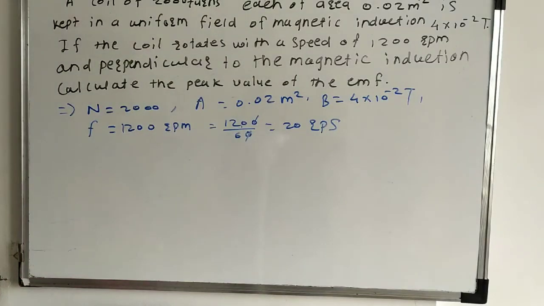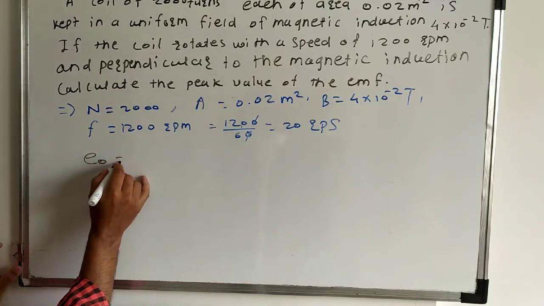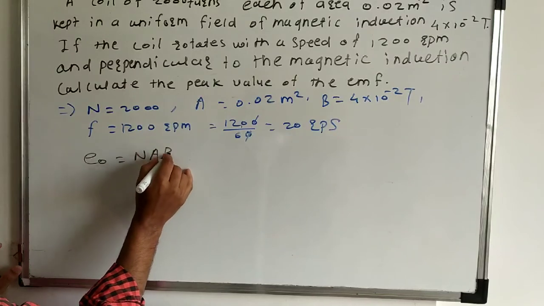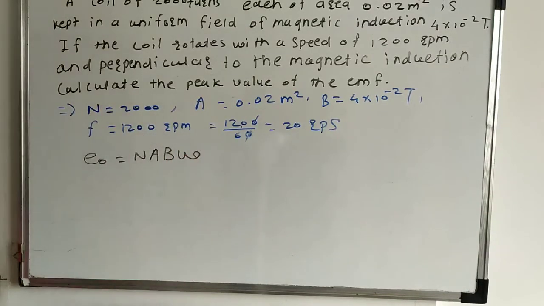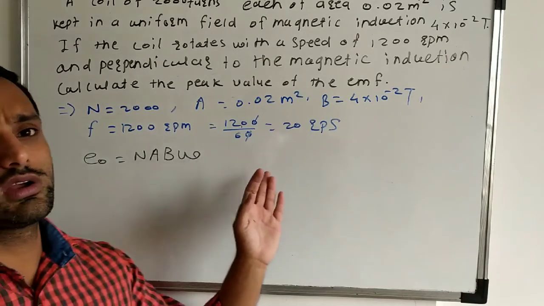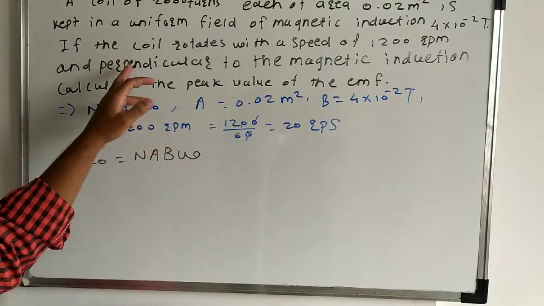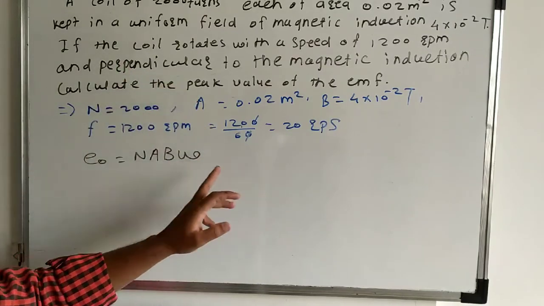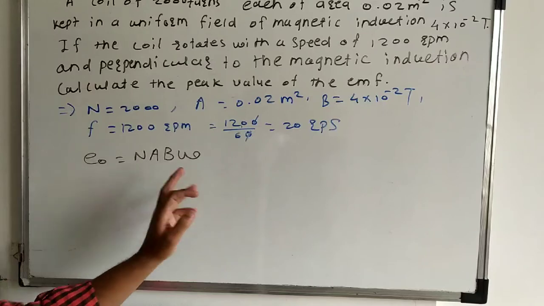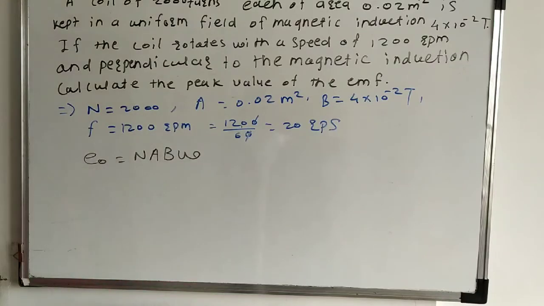Now what is the equation for the maximum value, the peak value of EMF? The value of EMF is E0 equal to NAB omega. Actually, NAB omega sin omega t is the actual equation, but the angle here, perpendicular, means 90, so sin 90 becomes 1, so the formula is only NAB omega.